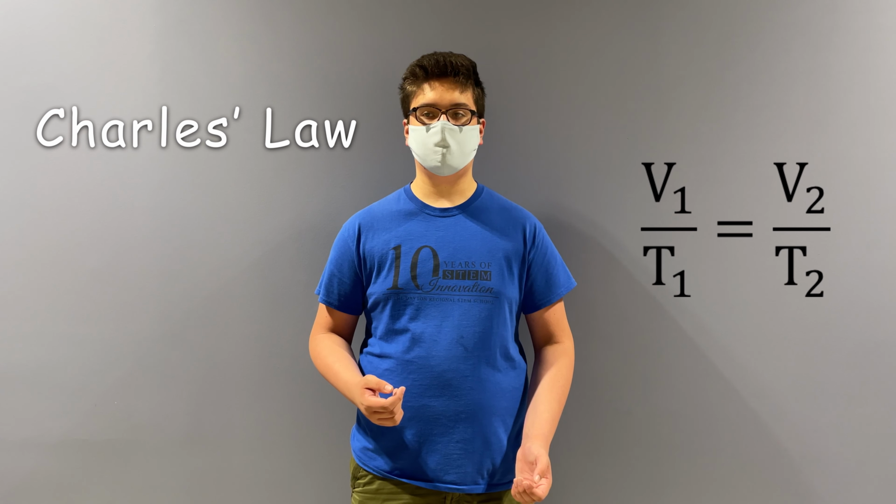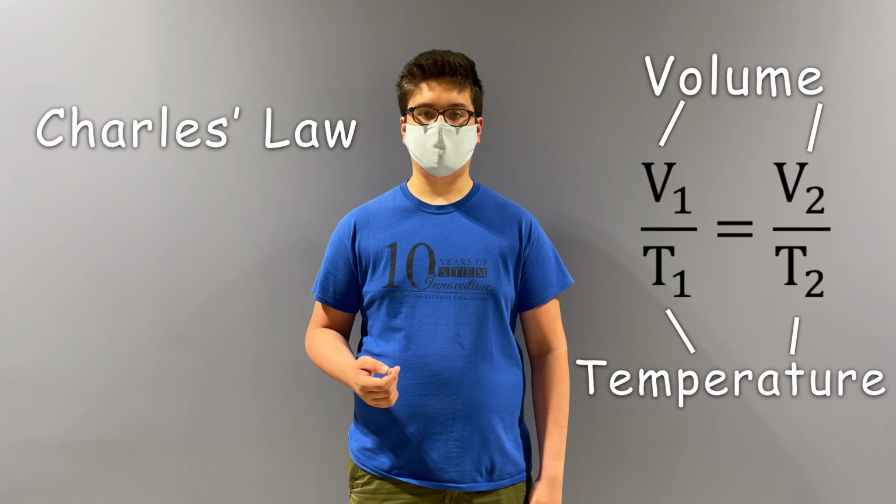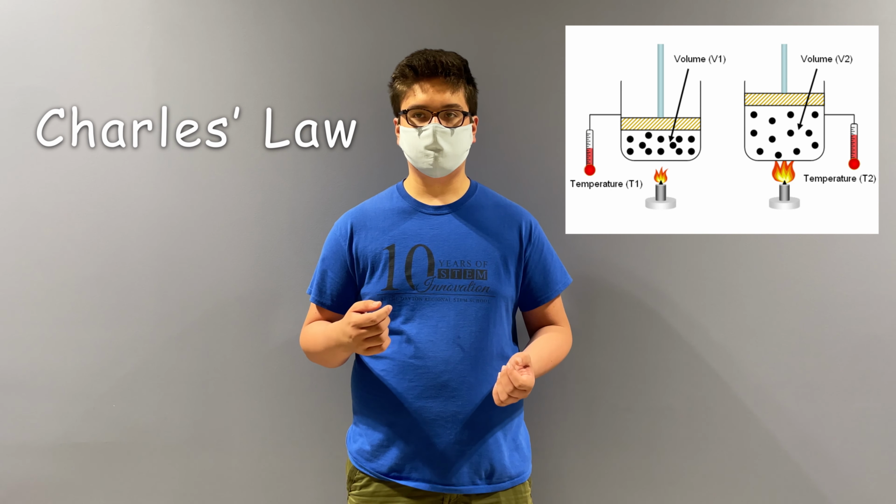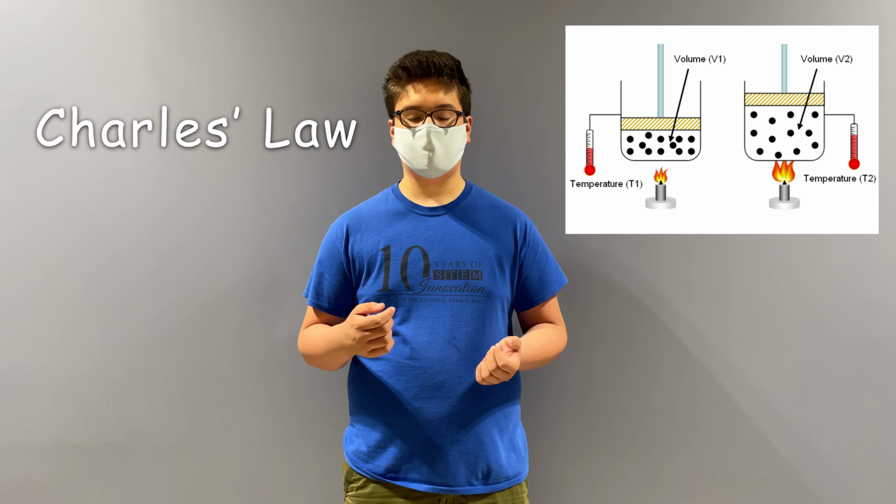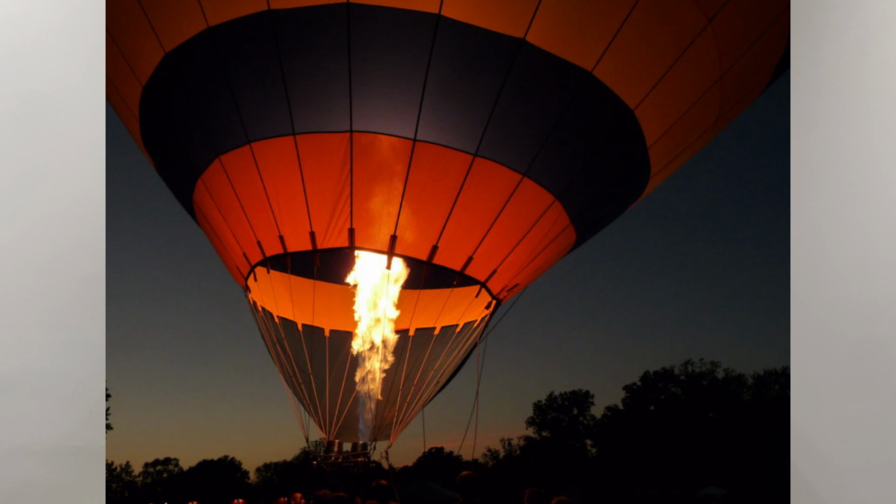The second law, Charles' law, describes the relationship between temperature and volume. When pressure is constant, the higher the temperature is, the larger the area of gas will become. Let's make our balloon a hot air balloon. When we raise the temperature, the balloon gets larger.